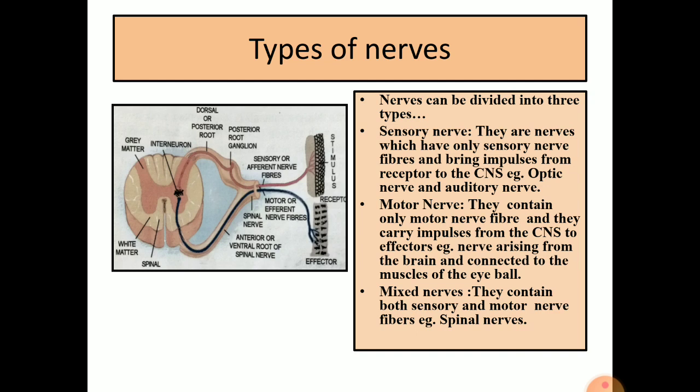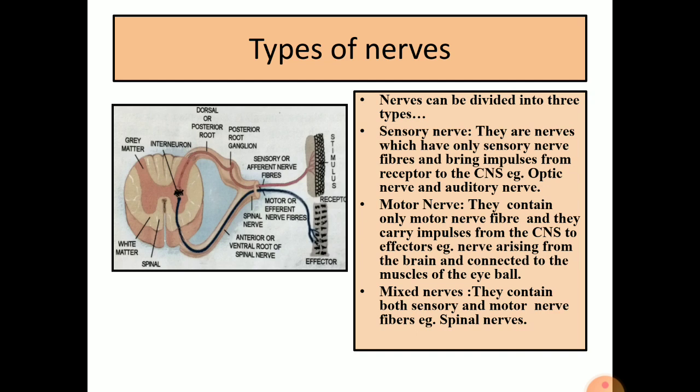Motor nerves. They contain only motor nerve fibers and they carry impulses from the central nervous system to the effector. For example, the nerve arising from the brain and connected to the muscles of the eyeball, which bring about movement of the eyeball.